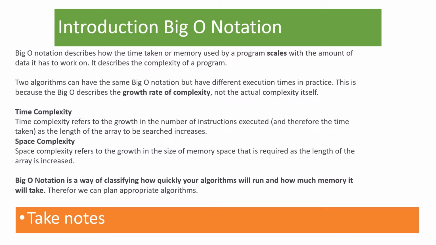We measure time complexity, and this refers to the growth in the number of instructions executed, so the amount of time that it takes to run that algorithm. As the length of an array increases, the number of searches would increase, so the time would increase. And the space complexity, the amount of memory that's required for an algorithm, and how that scales as the amount of data increases. So big O notation is a way of us classifying how quickly your algorithm will run and how much memory it will take. Therefore, we can plan appropriate algorithms.